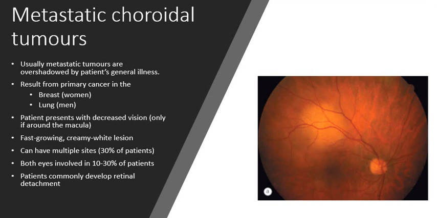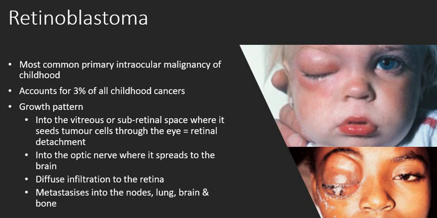And the patient will complain of decreased visual acuity, usually only around the macula. And you'll find that these choroidal tumours are fast-growing, creamy white lesions and can have multiple sites. And both eyes can be involved in up to a third of patients. And what happens with these tumours is patients will commonly also develop a retinal detachment.